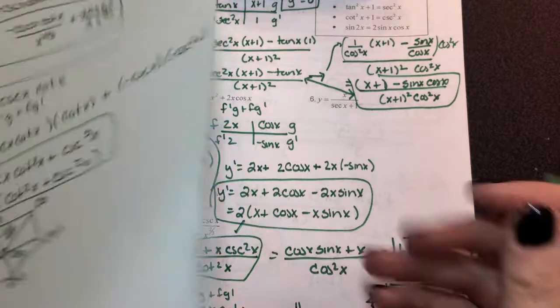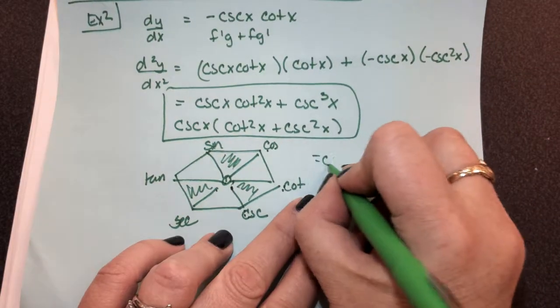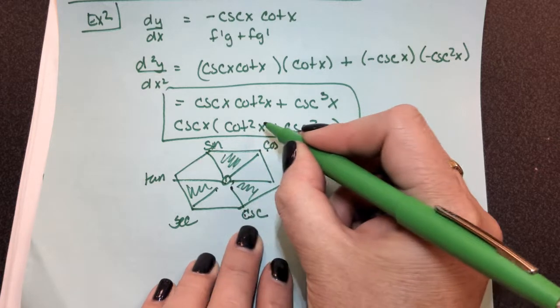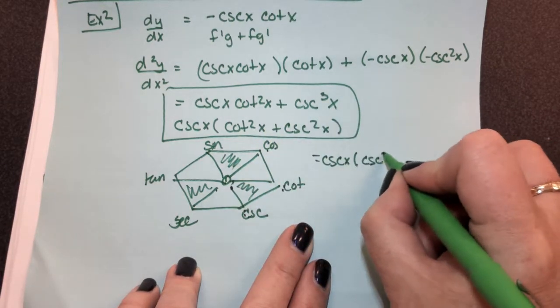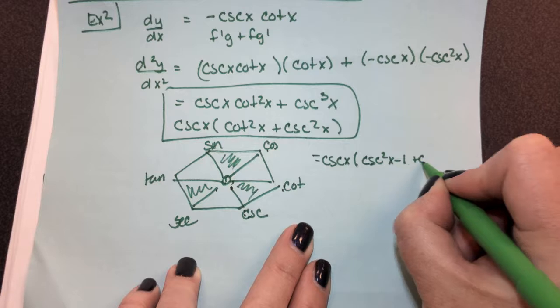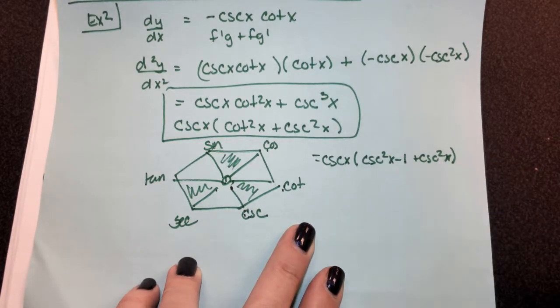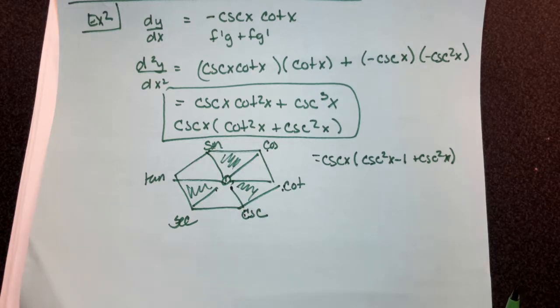So for example, they could rewrite this as cosecant x times, change the cotangent squared into cosecant squared x minus 1, plus cosecant squared x. And then combine your cosecant squares. So when you see those squares, that's why you want to get in the habit of factoring out GCFs, because it could take you one step further when you're trying to check your answers tonight for homework or you're trying to take a multiple choice test.